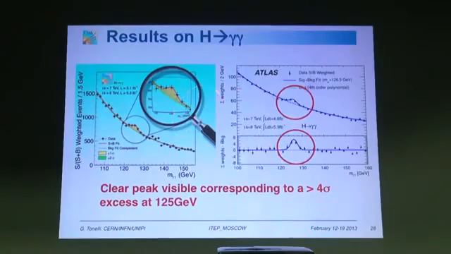The statistical significance is between 3 and 4 sigma. So now we start thinking that really there is something happening in this region. It's compatible with the fact that we see an excess in WW, and now both experiments see a peak in the same region. So now we start believing that there is something happening in this region.